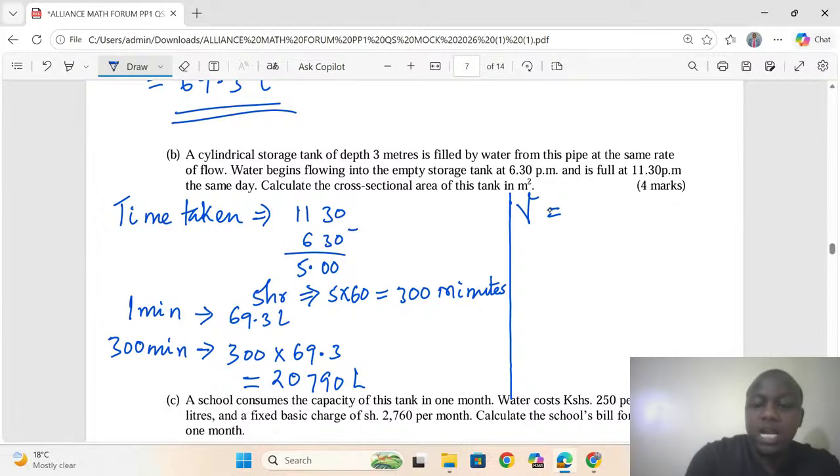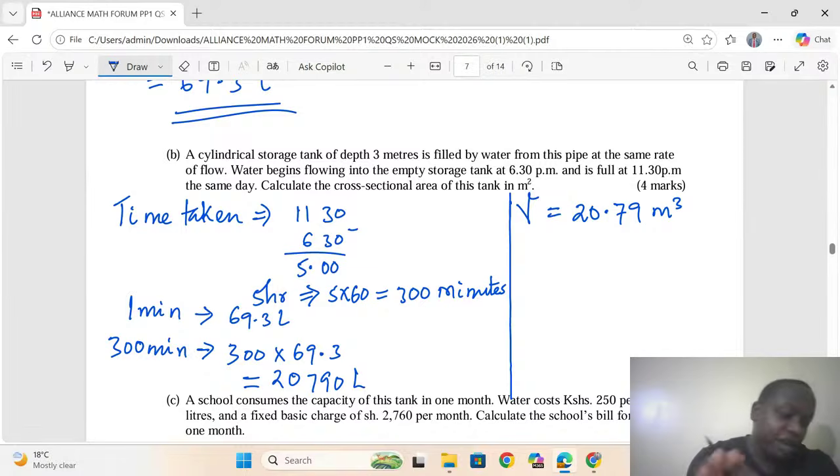Volume in cubic meters, we divide this by 1,000, simply because we know in every 1 meter cubed there is 1,000 liters. So 20.79 cubic meters. This is now the volume when the tank is full.